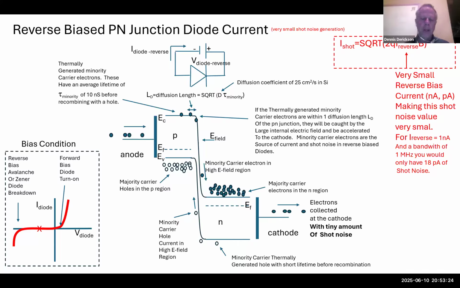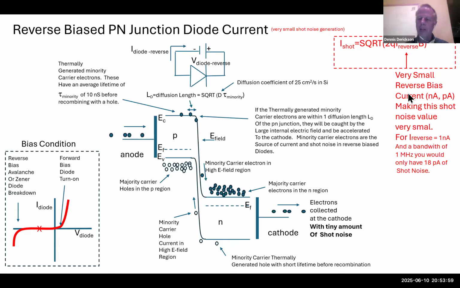The mechanism right here of this emission of electrons across the barrier is a form of shot noise. And so we'll use the same shot noise formulas, that the shot noise current is equal to the square root of 2 times the electron charge, 1.6 times 10 to the minus 19th coulombs, times some reverse bias current right here, which will be very small because we have very few electrons available to go on this high E field waterfall. And then multiplied by the bandwidth.